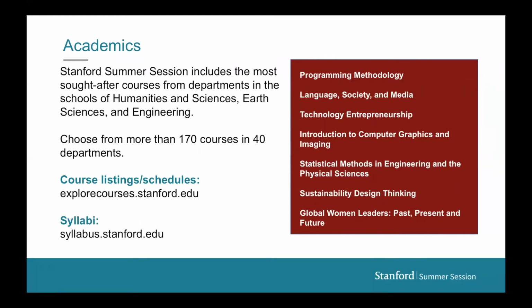All right, so now on to academics. We offer some of the most sought after courses in all departments. We've got humanities and sciences, earth sciences and engineering. We have 170 courses in 40 departments. On the right-hand side, you'll see a list of courses. I just selected these because I think that they show the wide variety of courses that we offer in a variety of disciplines. You can go on our website to see more.